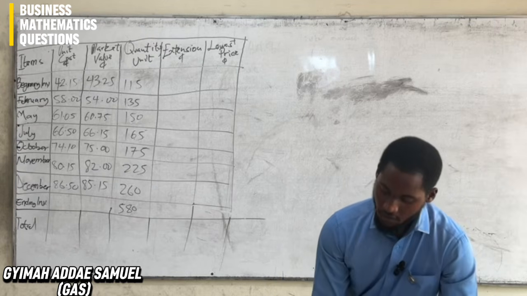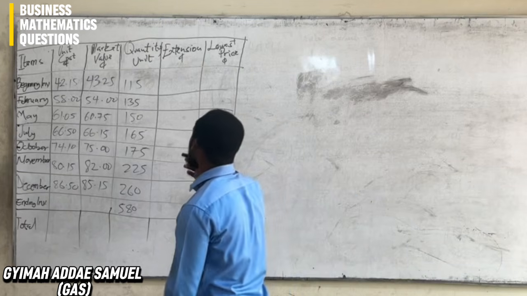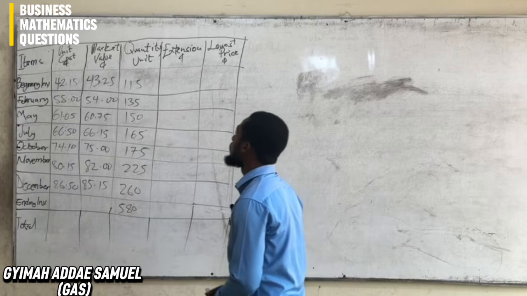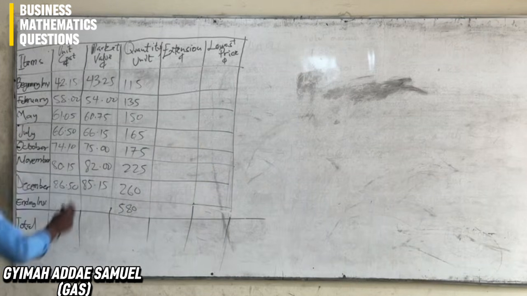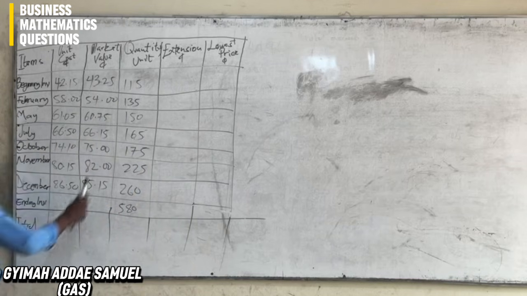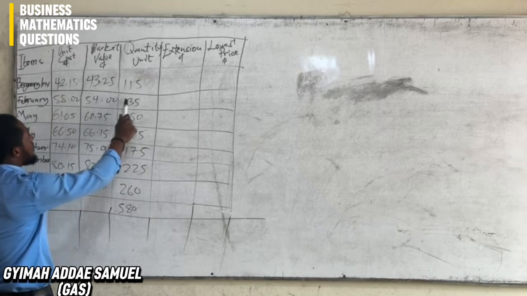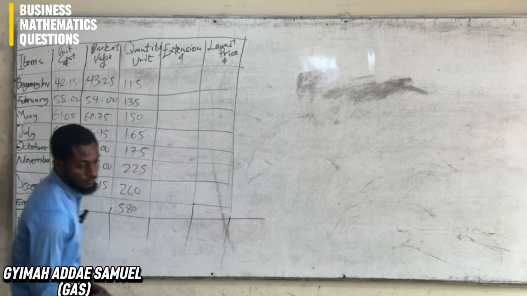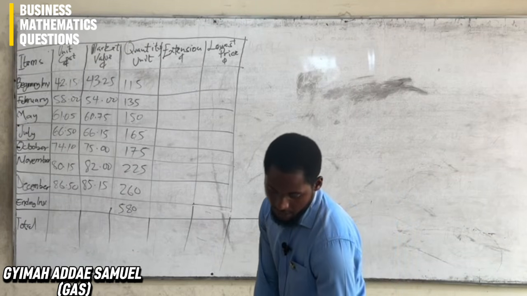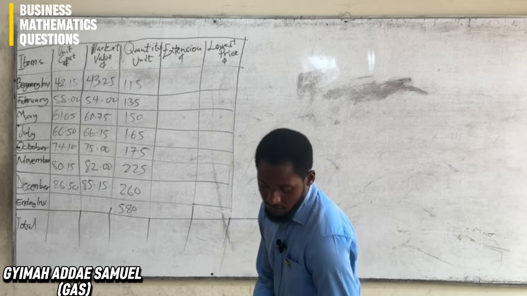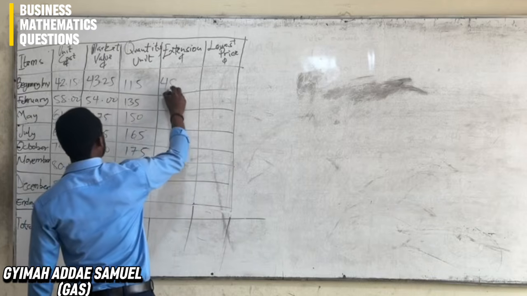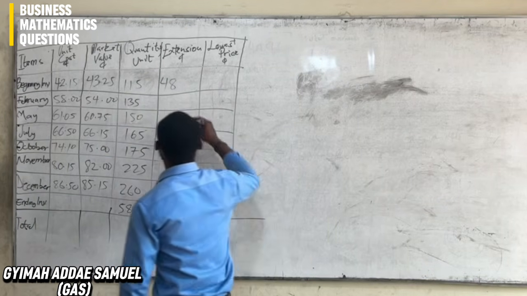But before that, we would have to explain the table, how we had our extension and how we had our lowest price. With the extension, you have to multiply your unit cost by your quantity unit to get the extension. So when you multiply 42.15 by 115, you are getting 4,847.25.